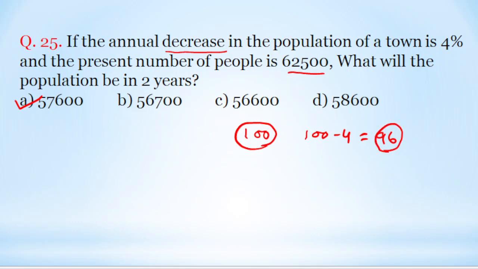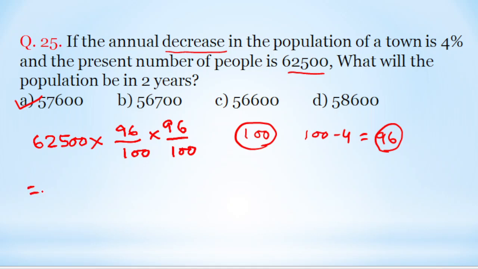But listen, as the rate percentage is decreased, that means after 2 years the population will be less than that of the present population. So here, 62,500 into, now the numerator will be less than that of the denominator. This is for 1 year, and for 2 years it will be 96 by 100 twice. So after calculation you will get it as 57,600.